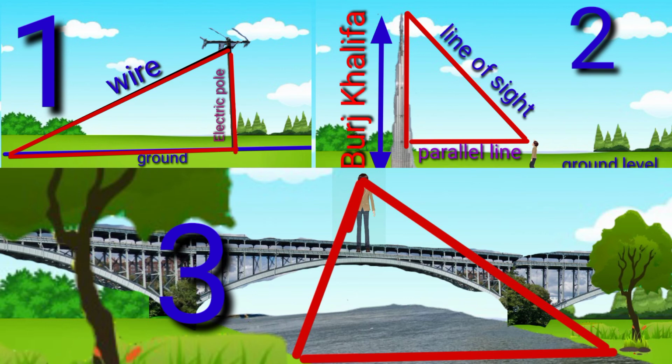Why are we using trigonometry only? Because trigonometry is a branch of mathematics that deals with the study of the relationship between the sides and angles of triangles. That's why we can use trigonometry.